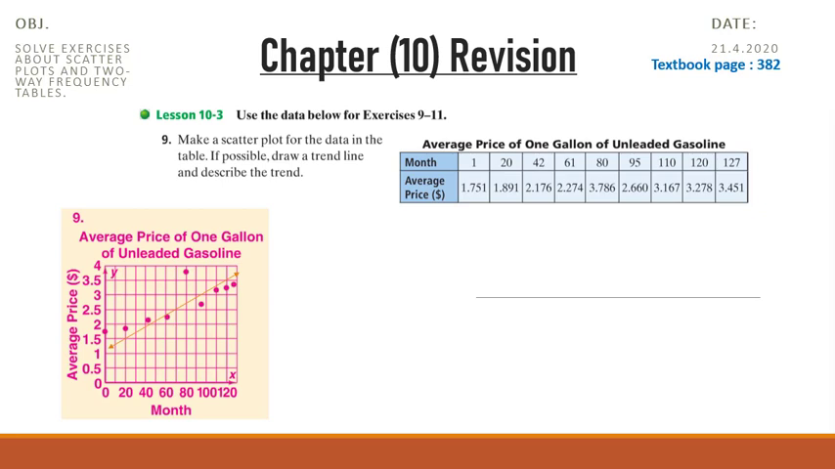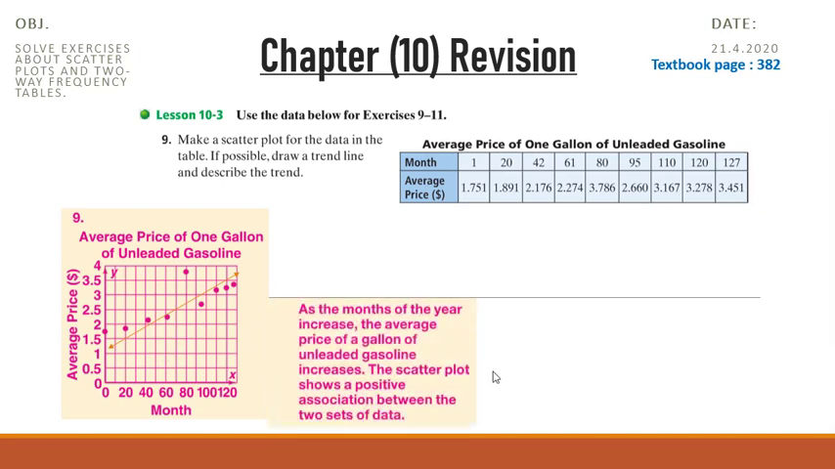Yes, mister. Okay, is it positive or negative? Linear or non-linear? Positive linear. Great. So, thank you, Ahmed. This is a positive linear association. As the months of the year increase, the average price of a gallon of unleaded gasoline increases. So the scatter plot shows a positive association between the two sets of data.